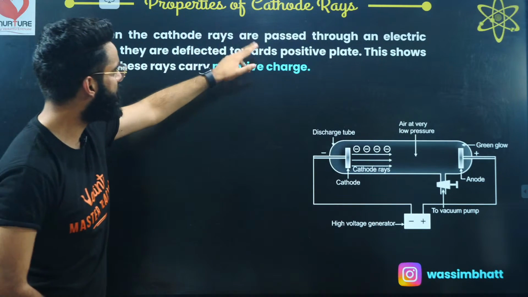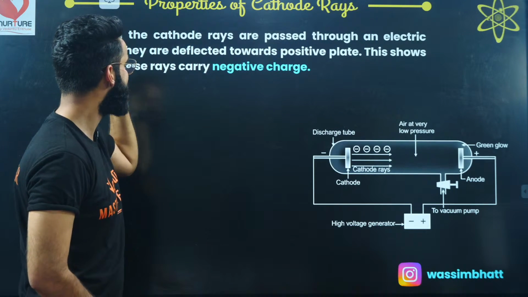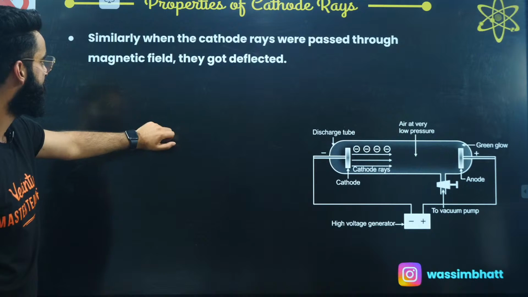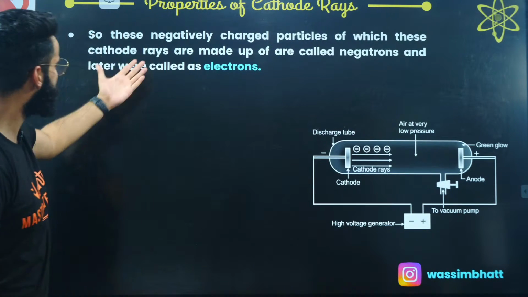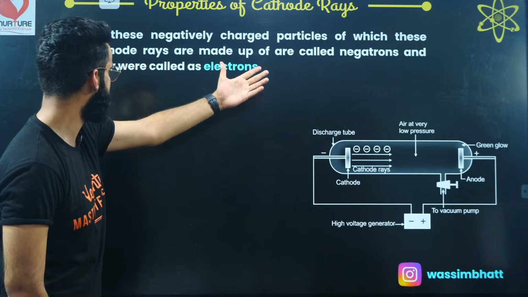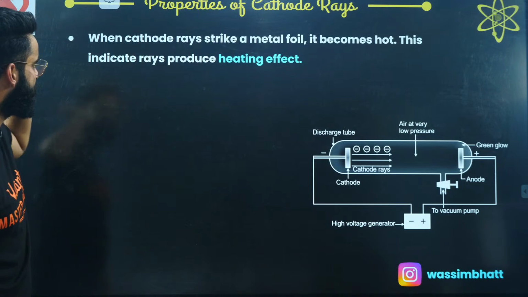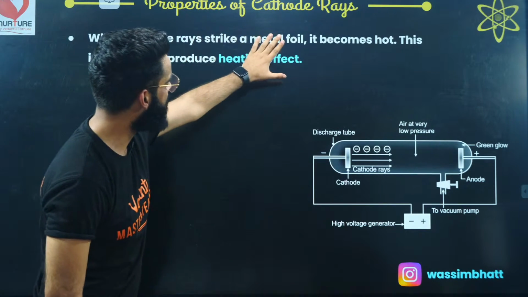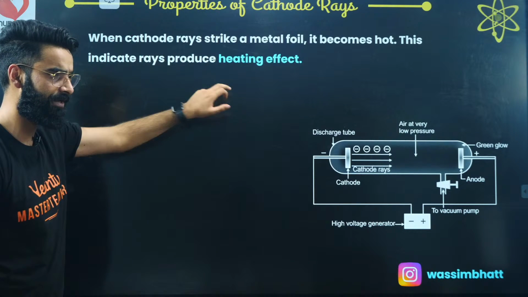When the cathode rays are passed through an electric field, they are deflected towards the positive plate. This shows that the rays carry some negative charge, right? Similarly, these negatively charged particles of which the cathode rays are made up are called negatrons, and later on the name was changed from negatrons to electrons, right? When cathode rays strike a metal foil, it becomes hot. This indicates rays produce the heating effect. This is something which we have done, right?